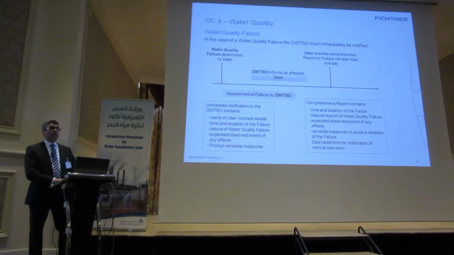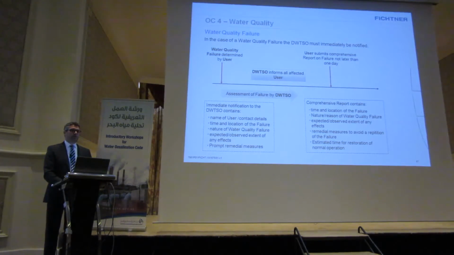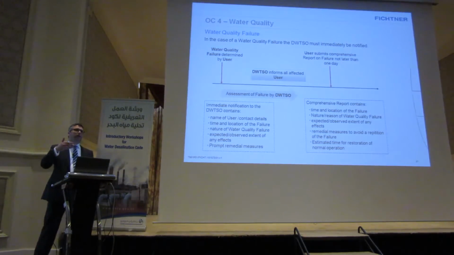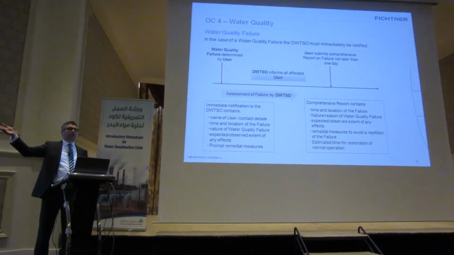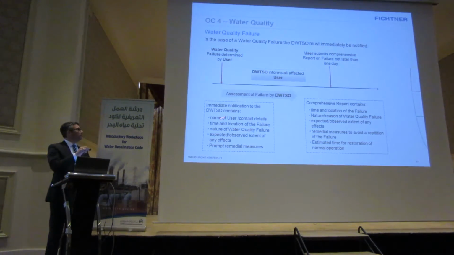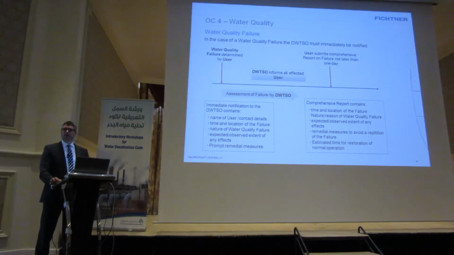For instance, in particular, all the distribution systems which are downstream of such a water quality failure. If a water quality failure occurs within the transmission system itself, not from the production plants, for whatever reason, then he will inform the distribution systems. There's no need to inform the production plants because they are not affected by such a failure. And here below you see roughly what information needs to be included in such a notification: the name of the user, contact details, time, location, expected and observed extent of any effects, and of course what has been done immediately in order to remedy such a failure.